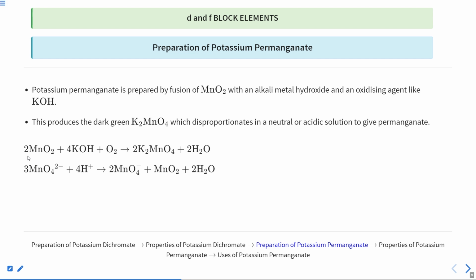So first we have MnO2 here. In the presence of a metallic hydroxide, or you can say any oxidizing agent, and in the presence of air, it gets oxidized to K2MnO4, which is potassium manganate. Now what will happen in the next step? This will get disproportionated easily in neutral or acidic solution to give permanganate. You can see here that it is going to permanganate and manganese dioxide. Clear?